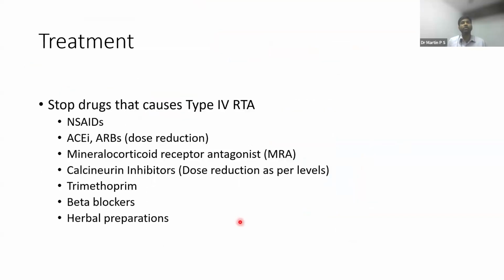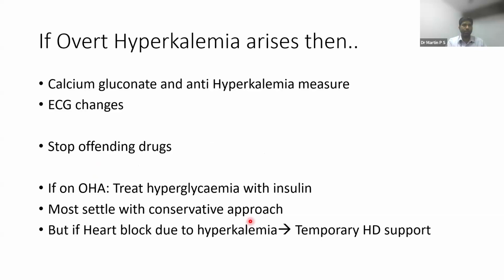So when you come across a patient with type 4 RTA, how will you treat them? Especially in diabetics, the first thing that you have to do is search vigorously for drugs which are causing a problem. Ask whether the patient is on any NSAIDs. Ask specifically for herbal preparations, because many of our patients are on herbal preparations for diabetes, and that itself can trigger hyperkalemia. Then you see what dose of ACE inhibitors or ARBs these patients are on, whether some dose adjustment can be brought about. All these things you have to check.